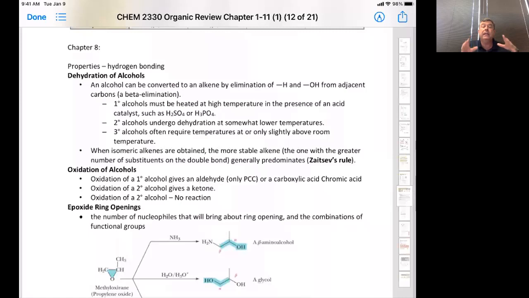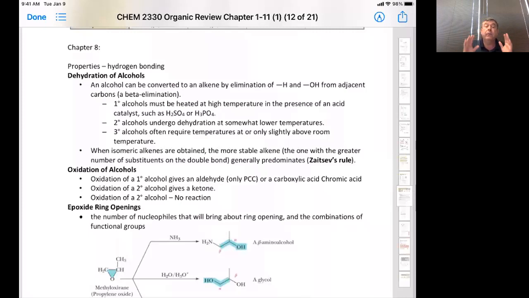And we learned that we could dehydrate alcohols, remove water. But if it's a primary, it's kind of hard. If it's a secondary, it's a little bit easier, but if it's tertiary, it's much, much easier. And we can think about that as being easier because of the formation of a tertiary carbocation or a partially positive charge, making it easier to remove.